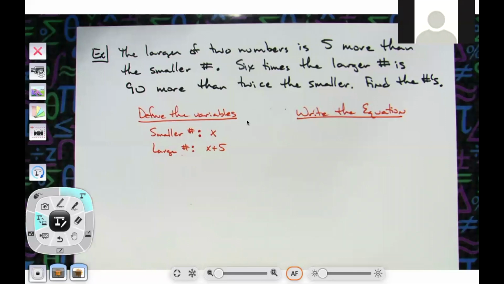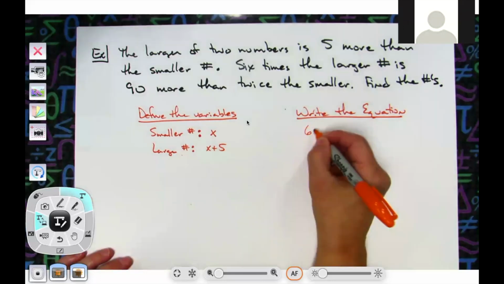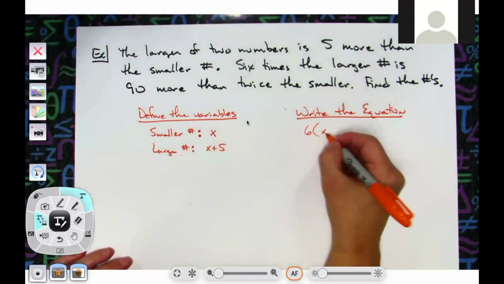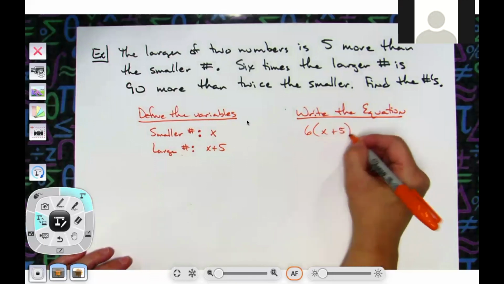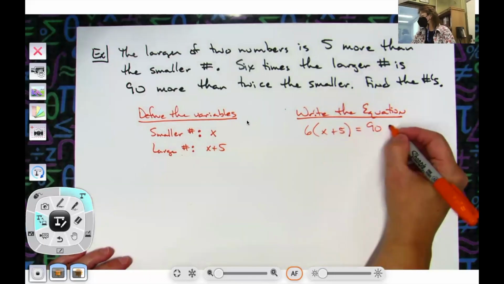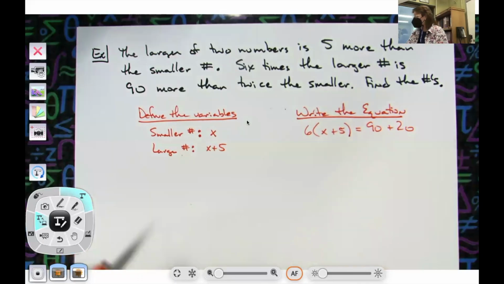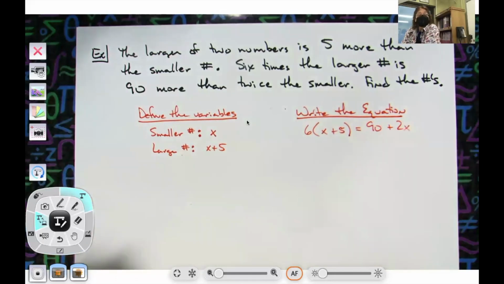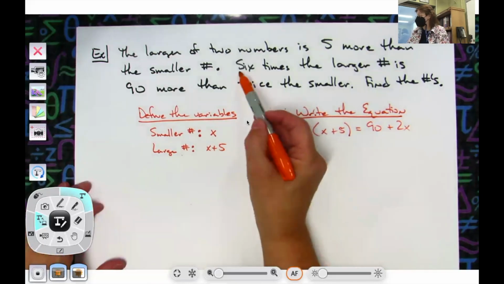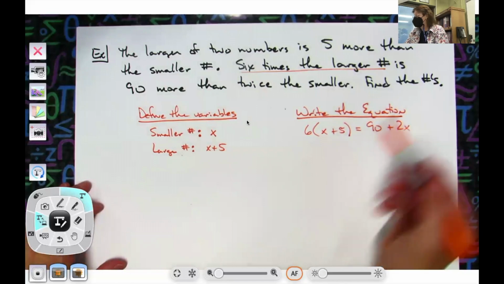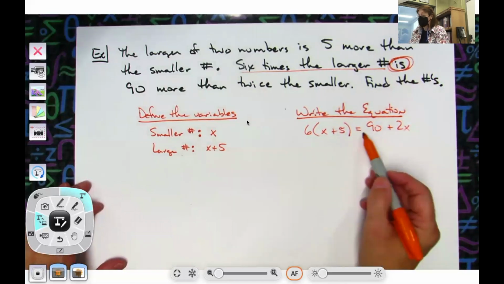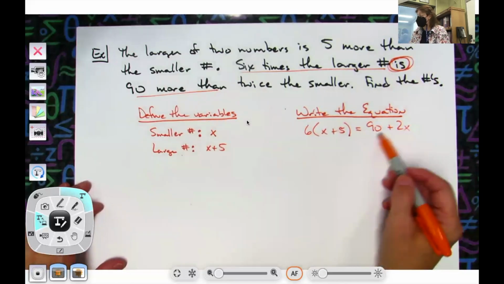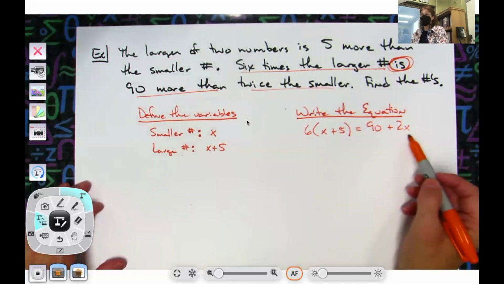Okay, what'd you write down for your equation? 6 times x plus 5 equals 90 plus 2x. Yep, there we go. Oops, I wrote in that 20. What the heck? All right, she said 2x. Excellent. 6 times the quantity x plus 5 equals 90 plus 2x. 6 times the larger number, so that's where the equal sign comes from. 90 more than is your 90 plus, and then twice the smaller is the 2x.